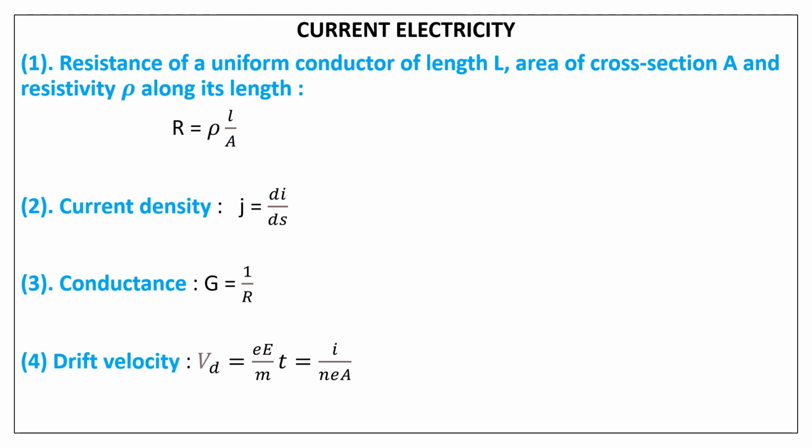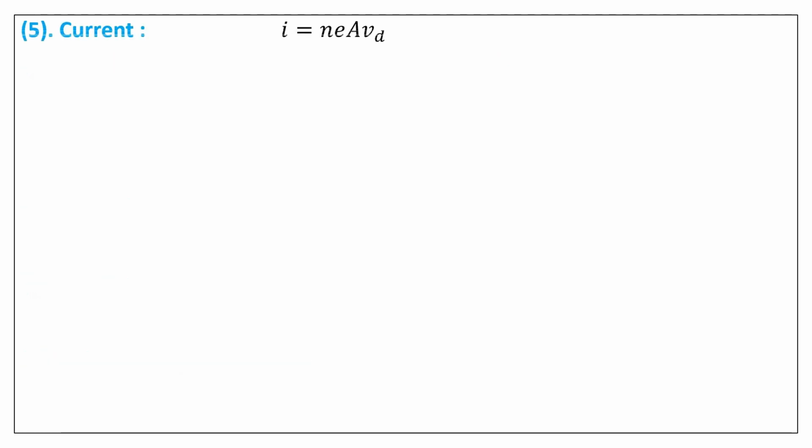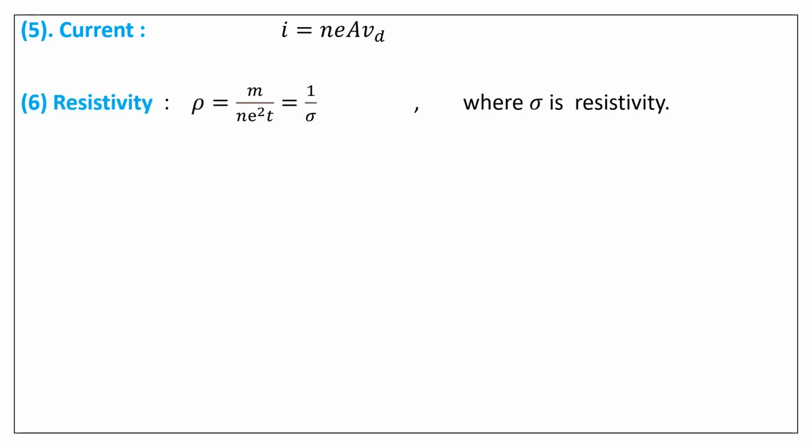4. Drift velocity. Vd is equal to eE by m into tau, which is equal to I by neA. 5. Current. I is equal to n e A Vd. 6. Resistivity. Rho is equal to m by n e square tau, which is equal to 1 by sigma.